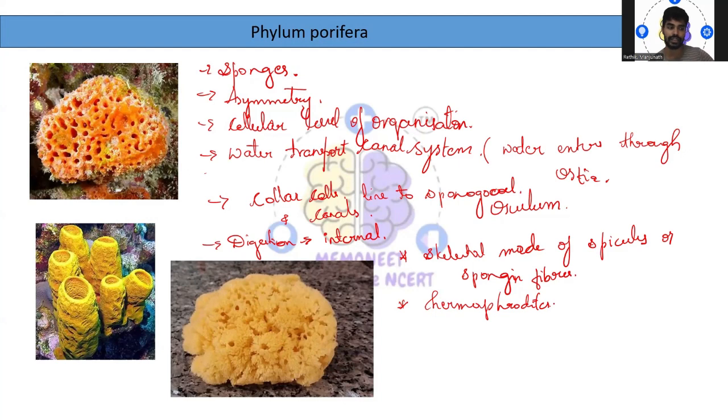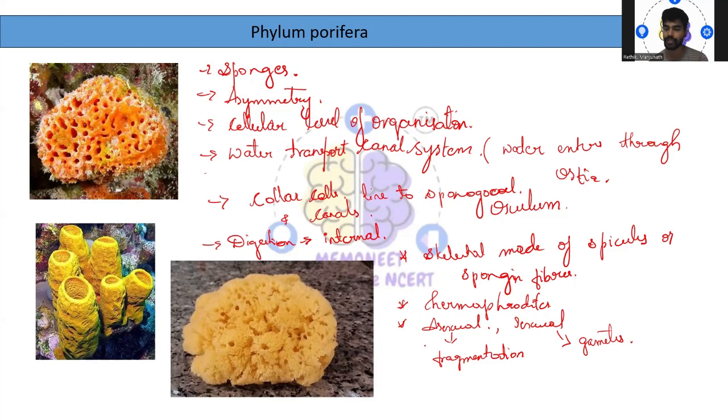If they are hermaphrodites in nature, that means sexes are not separated, they are present within the same individual. So what kind of reproduction will you see? You will see asexual as well as sexual modes of reproduction. The asexual mode of reproduction is by fragmentation. When I'm talking about the sexual mode of reproduction, it is by formation of gametes, right? And fertilization is internal.